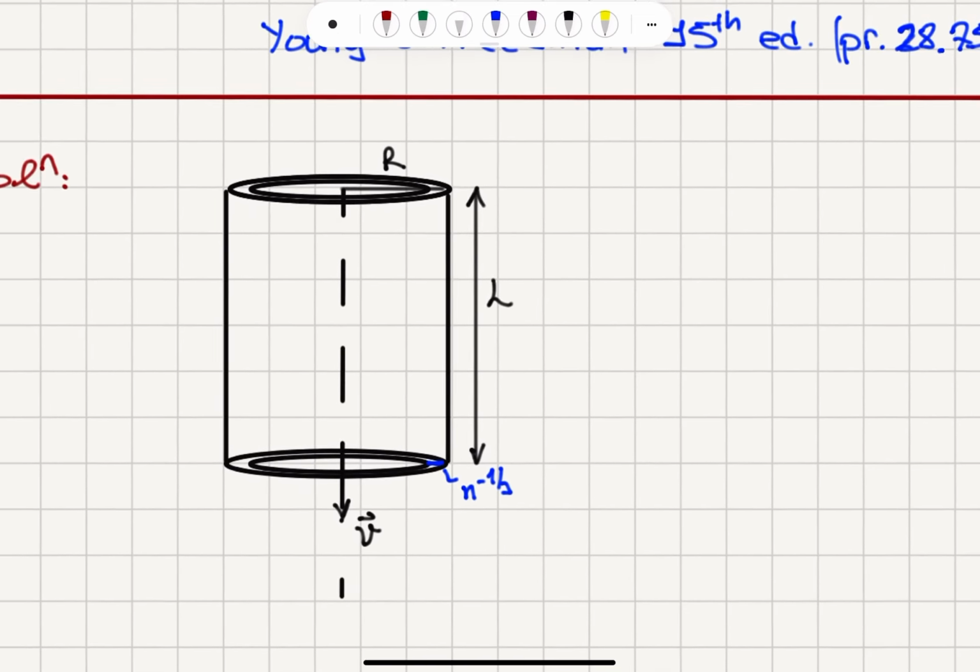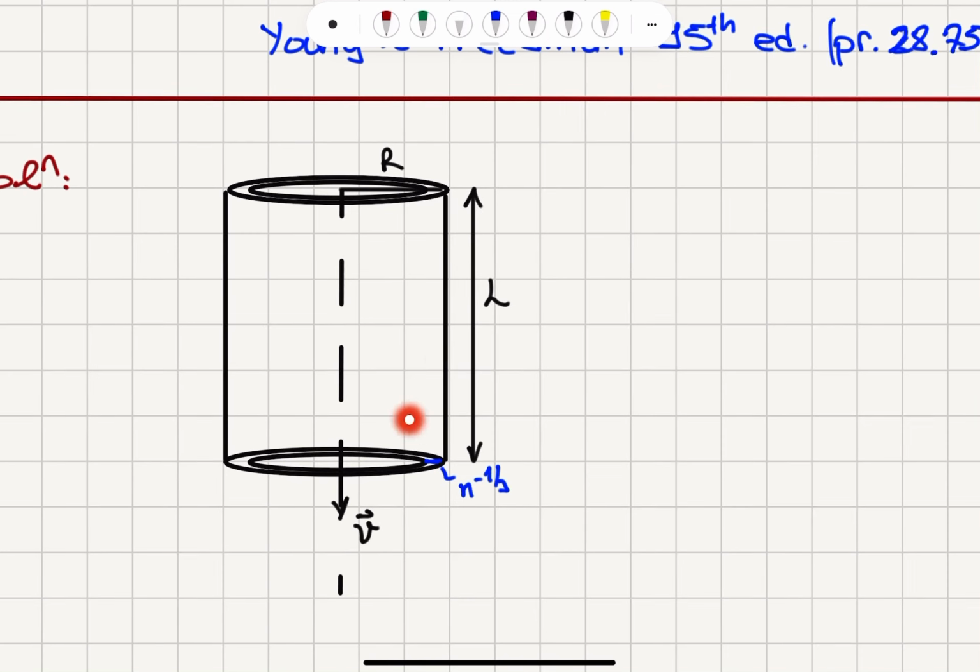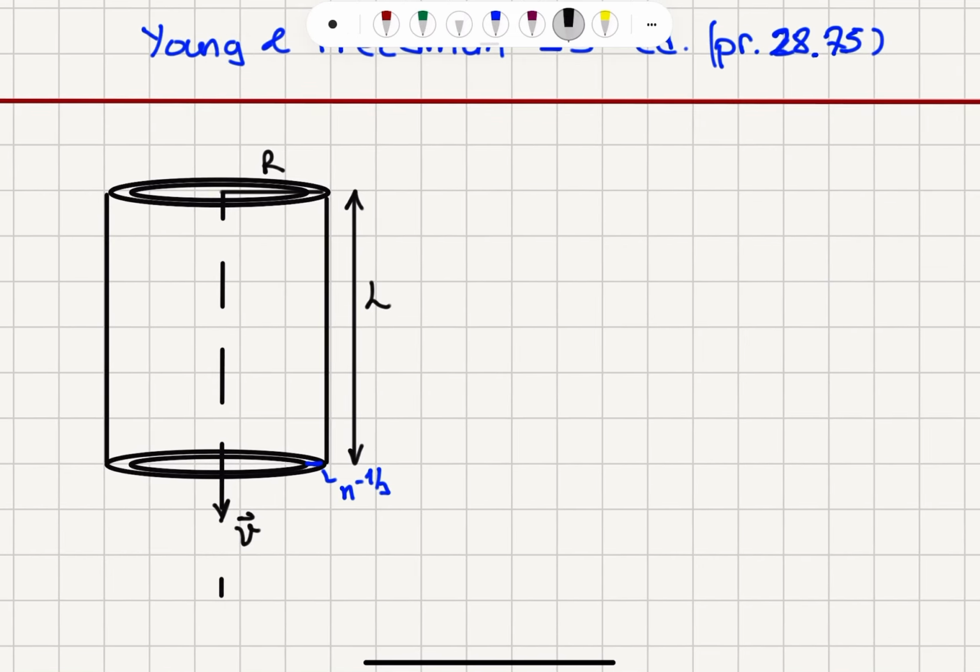So here is our cylinder filled with these ionized charged particles, the plasma. The cylinder is moving with velocity v along its axis. Let's say it's moving down. We have radius capital R and length capital L. And we are given that there are n ions per unit volume. So what is the charge density?